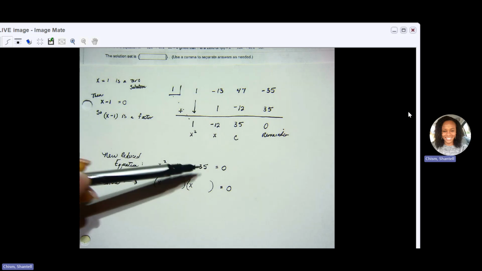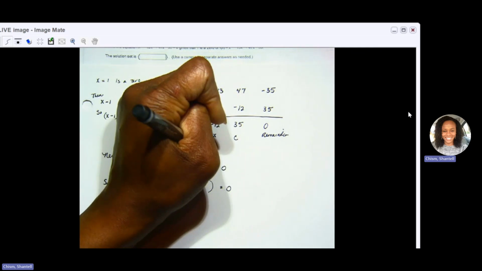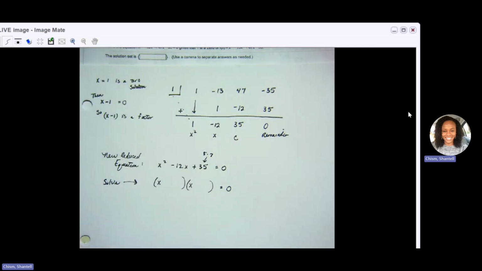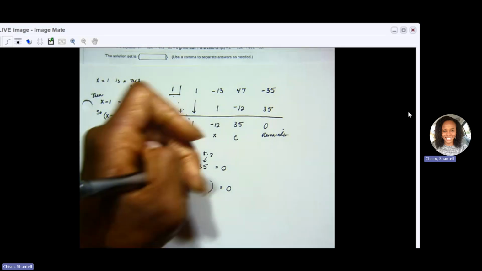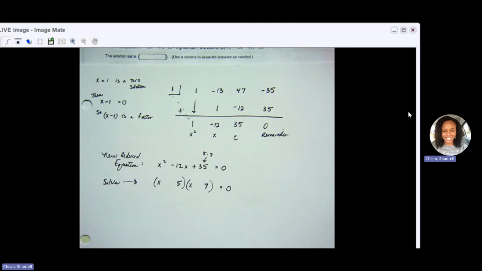So factors of 35, there are only 2 that really I'm concerned with, 5 and 7. 1 and 35 won't work. There's no way I can get 12 from 1 and 35. 5 and 7 will work. 5 and 7, or 7 and 5, whichever place you want to put it, because it doesn't matter since the leading coefficient was just 1. You just have x and x, okay?